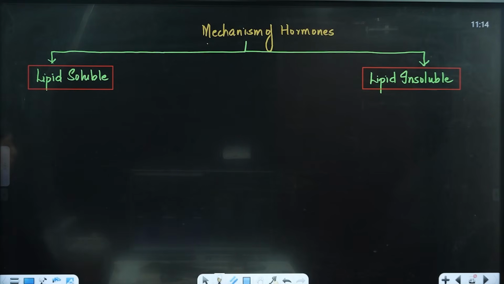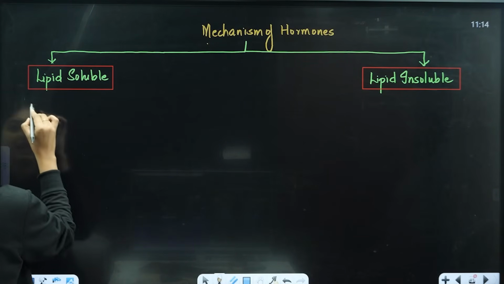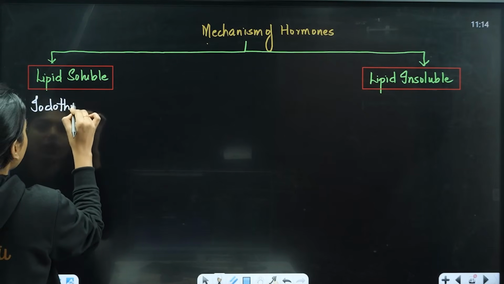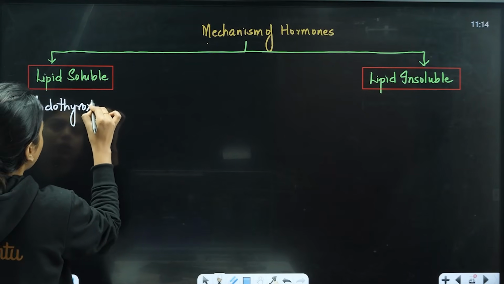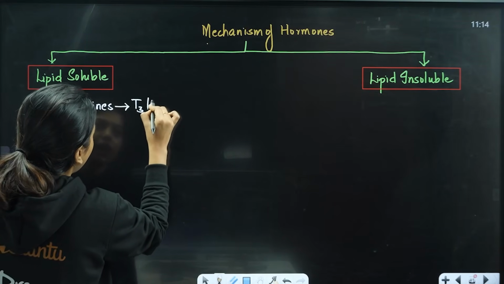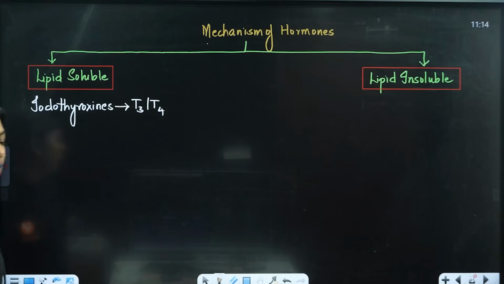But what is lipid soluble, ma'am? Lipid soluble means the ones who can enter inside. Example, your iodothyronines, like T3 and T4, correct? Our T3 and T4.